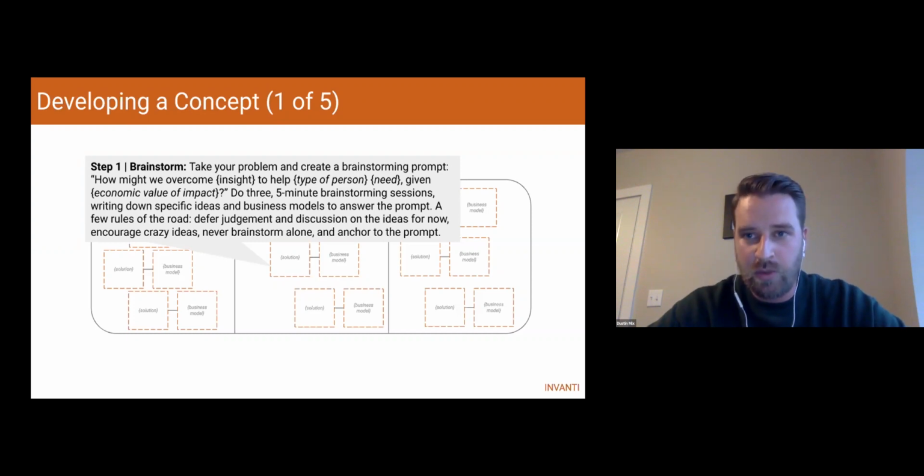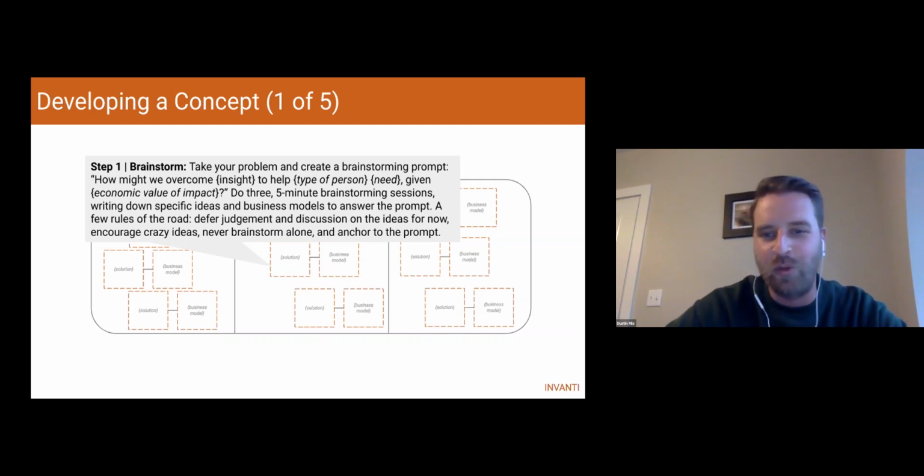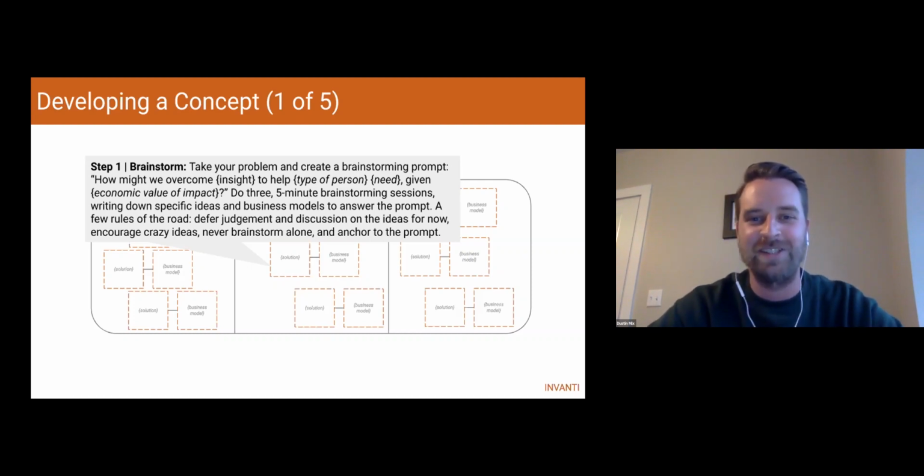The other thing about doing this brainstorm is we have a few rules for it. The number 1 rule, which is actually the fourth one listed here, but I'm going to say it first because it's the most important, is never brainstorm alone.